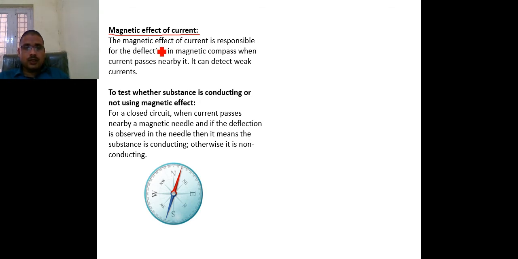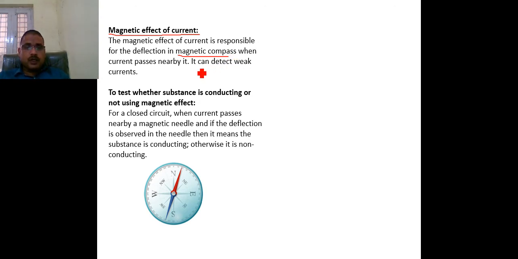Here you can also observe that the magnetic effect of current is responsible for the deflection of a magnetic compass. How can you observe whether the current also creates a magnetic effect? To understand this, we use a magnetic compass, and that compass shows some deflection at the place where current passes through the given circuit. This is how we deduce the magnetic effect.